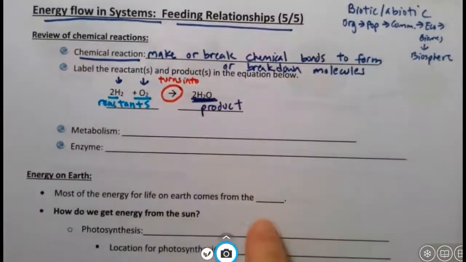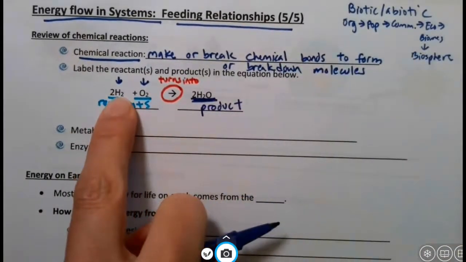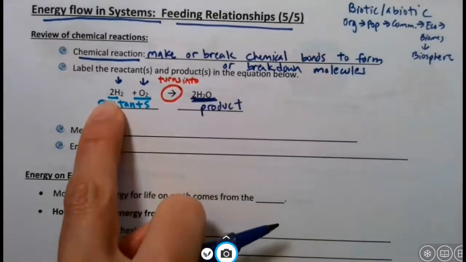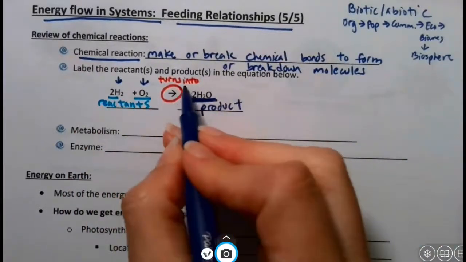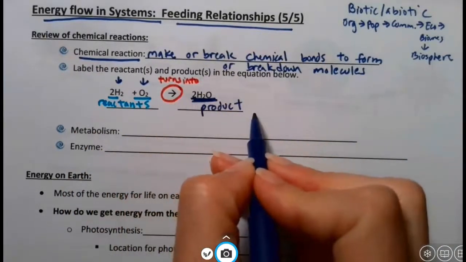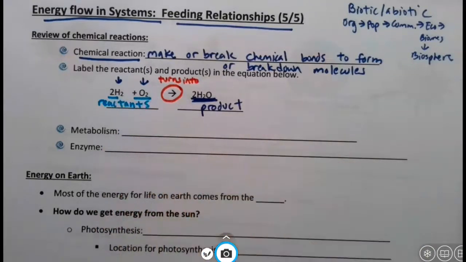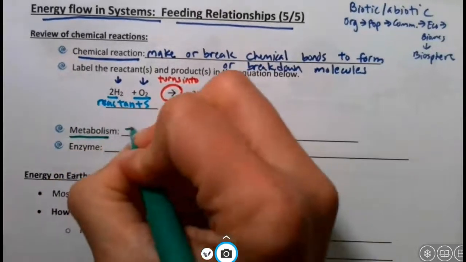So in this chemical reaction, we're using the reactants, which are hydrogen gas and oxygen gas, and a chemical reaction is going to take place, which is going to turn these gases into water, which is the product. So a bond has formed between the hydrogen and the oxygen. So that is a chemical reaction. In our body, metabolism is the sum of all the chemical reactions in our body.